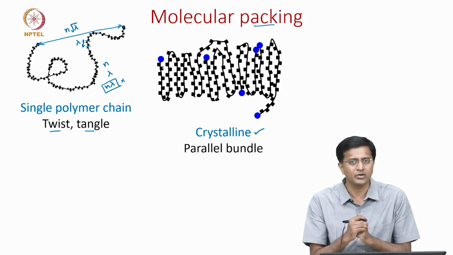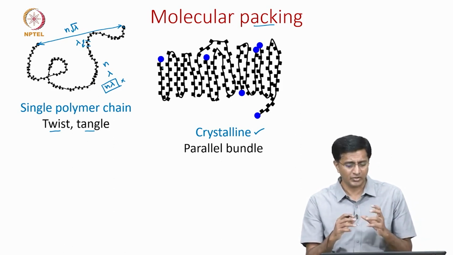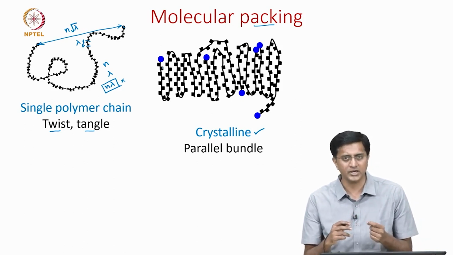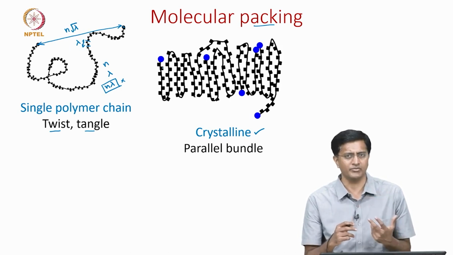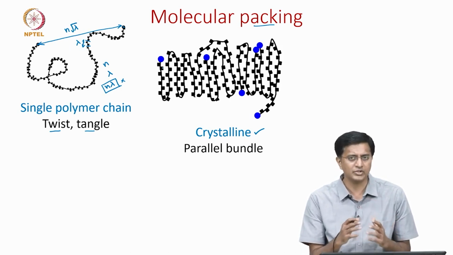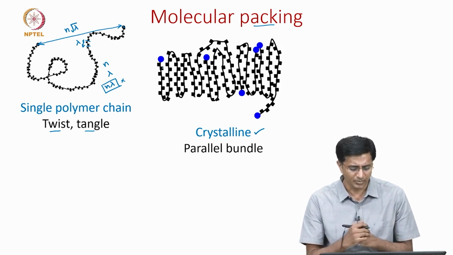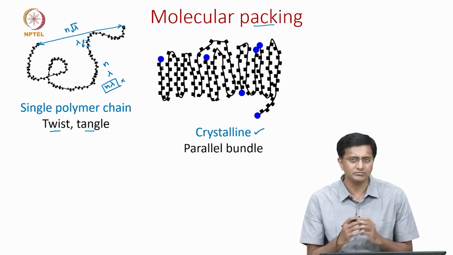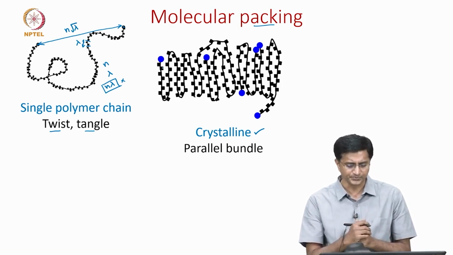Of course, I think I have already mentioned earlier, one should not be confused with the crystallinity of metals where it is very perfect. Here we should take it with a pinch of salt, saying that this is an imperfect crystalline, meaning that there is some order but not a perfect order.